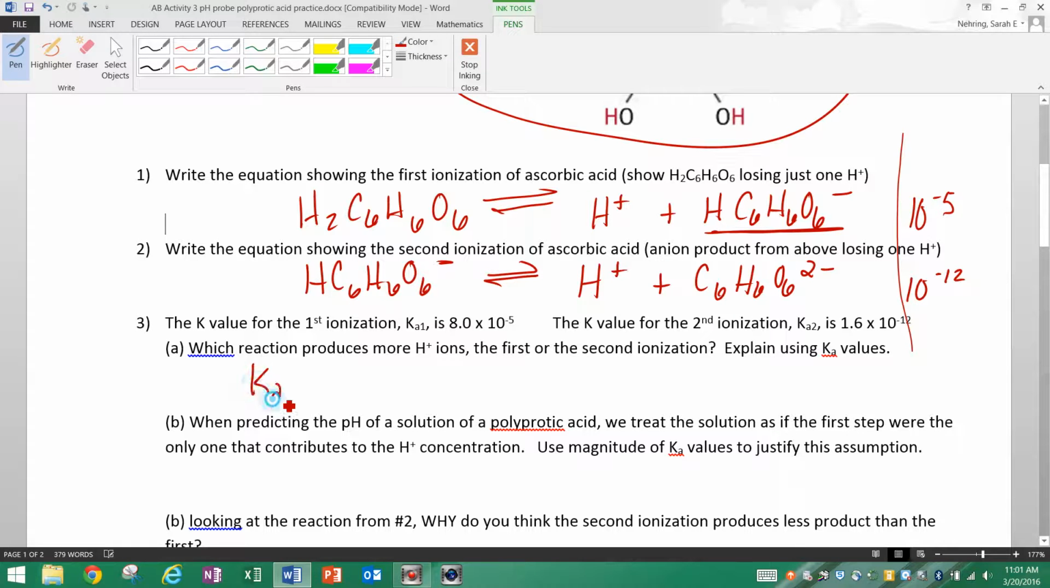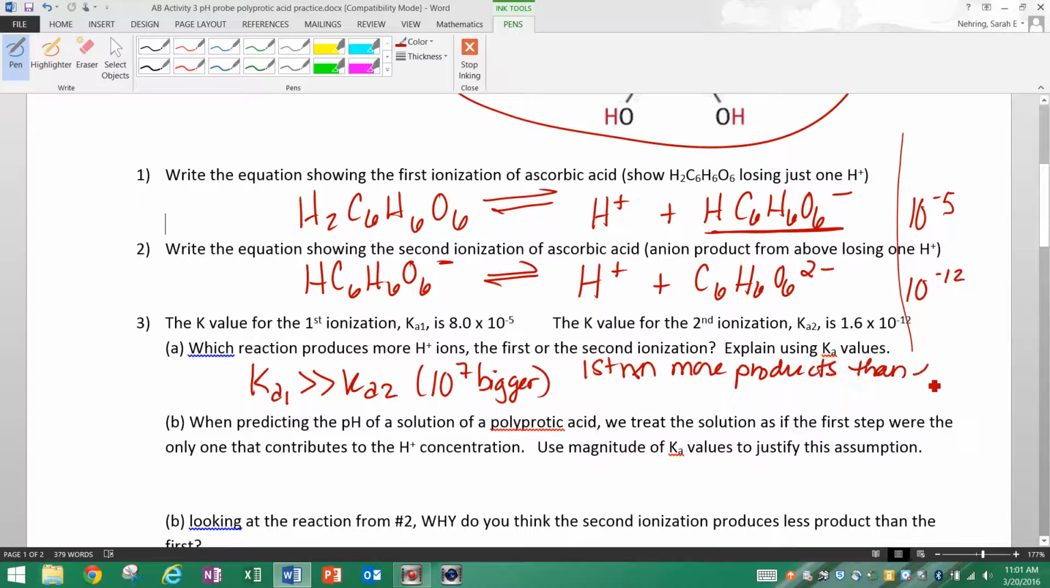So the value of Ka1 is much bigger than the value of Ka2. It's like 10 to the 7th bigger. So this is much, much larger. That means that the first reaction makes a lot more products than the second reaction, because remember, K is products over reactants. So if you have a much larger K value, you've got a lot more products. And that means that the first reaction is making more hydrogen ions, because hydrogen ion is my product. And it's making a lot more, because again, it's 10 to the 7th bigger. So we're talking several orders of magnitude more from that first reaction.